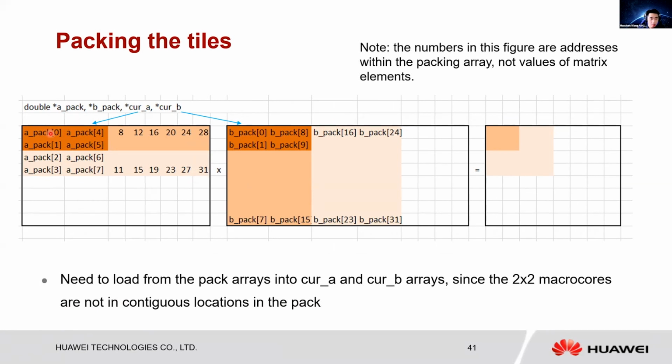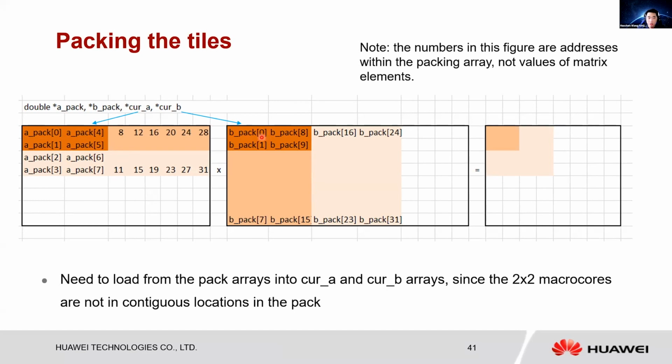That means the 0th element of APAC is the upper left corner element here. The first element of APAC is the element immediately below it. The second element of APAC is the element in the matrix immediately below APAC 1. APAC 3 is immediately below APAC 2. You wrap around the column here, go down here, wrap around the column here, go down here, wrap around and go down, and so on and so forth.